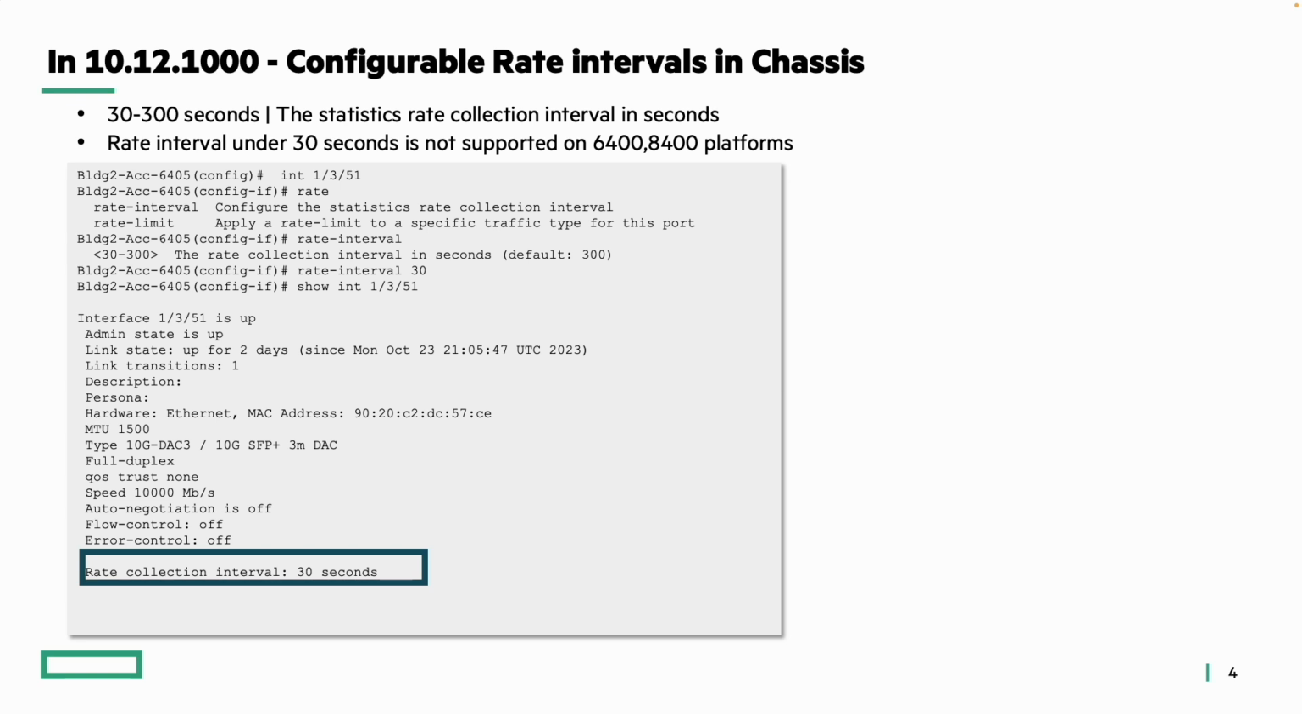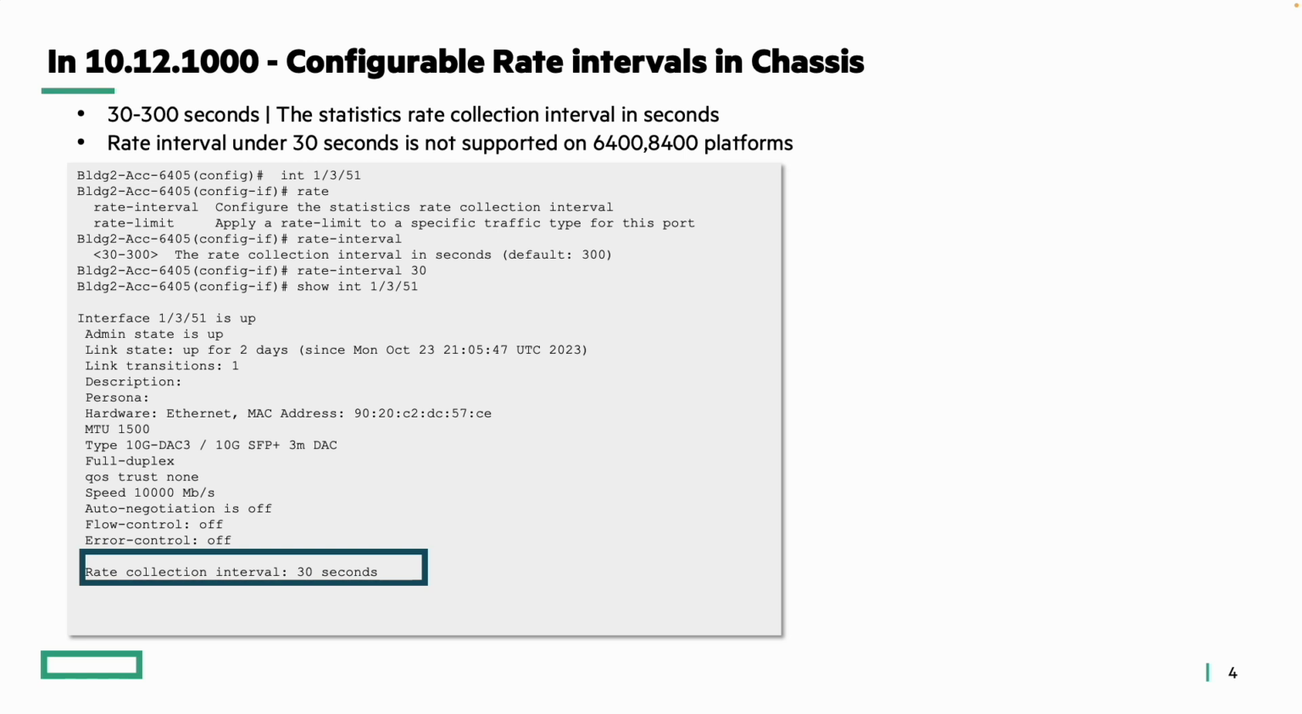Let us take an example of a chassis switch. So here in a chassis switch, the rate intervals are configurable from 30 to 300 seconds. Also, it is important to note that rate minimum is based on the number of ports supported per interval. Devices with a 5-second rate refresh typically have 64 ports or less, whereas the 30-second interval is for products that have hundreds of ports.